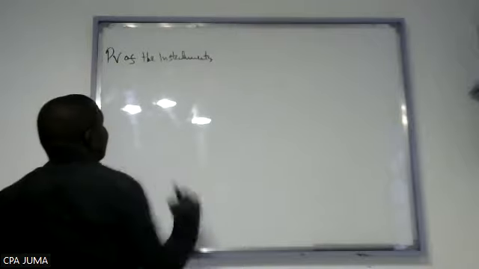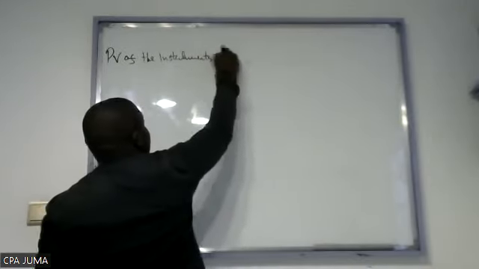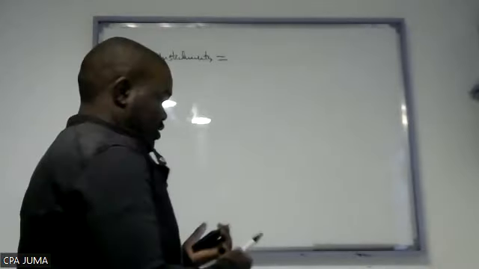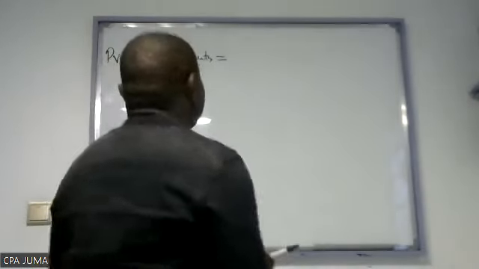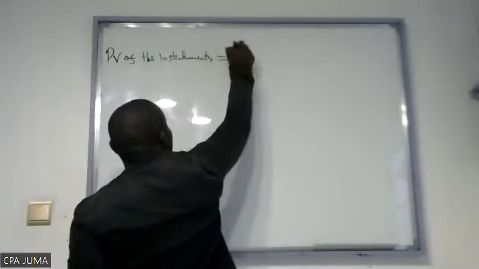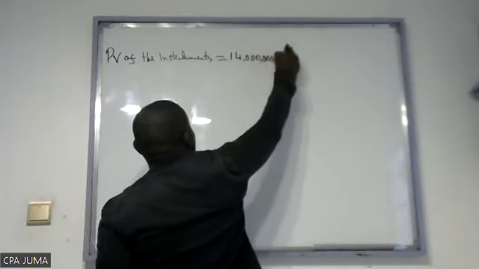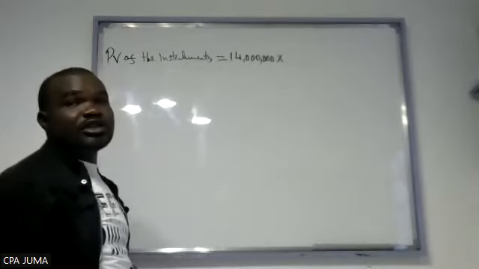Present value of the installments. So installments, they say it is 14 million after every 6 months. So I will take 14 million times. Now remember, this is an annuity.